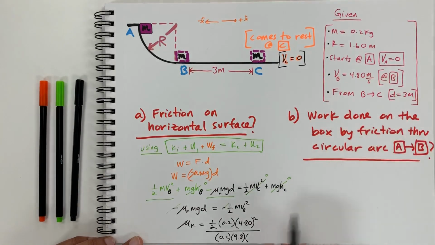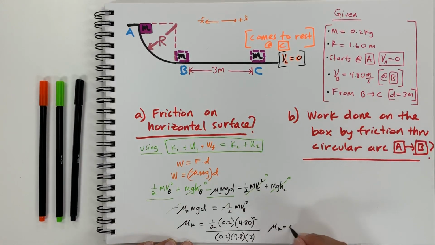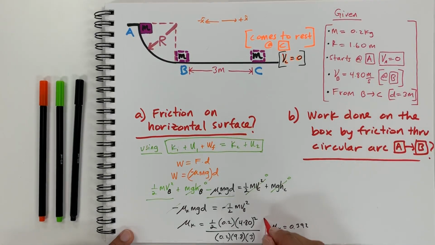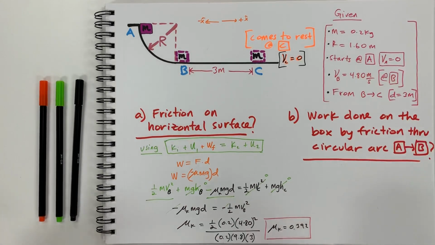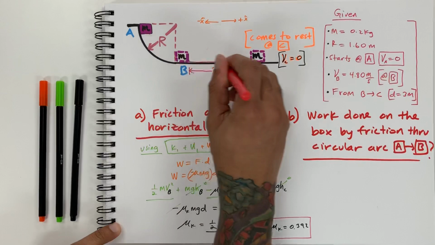Is it 3? Yeah, it's 3. Okay, so at 3. All right, so putting this in your calculator, we should get mu k is equal to 0.392. Okay, so let's box that up. So there's the friction on the horizontal surface. So that's the friction right here.